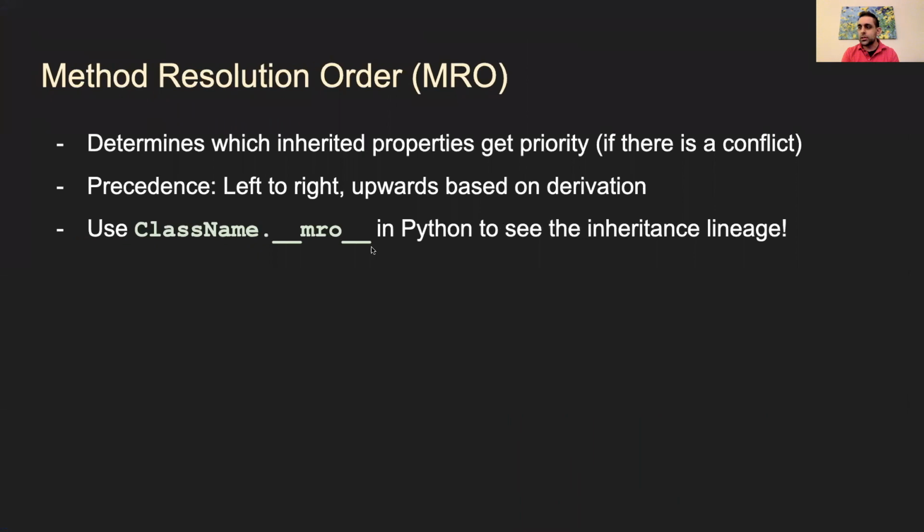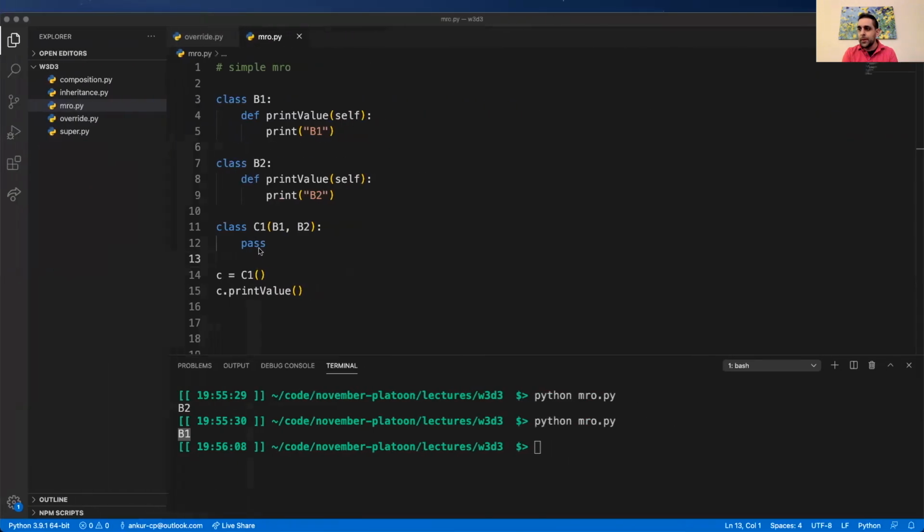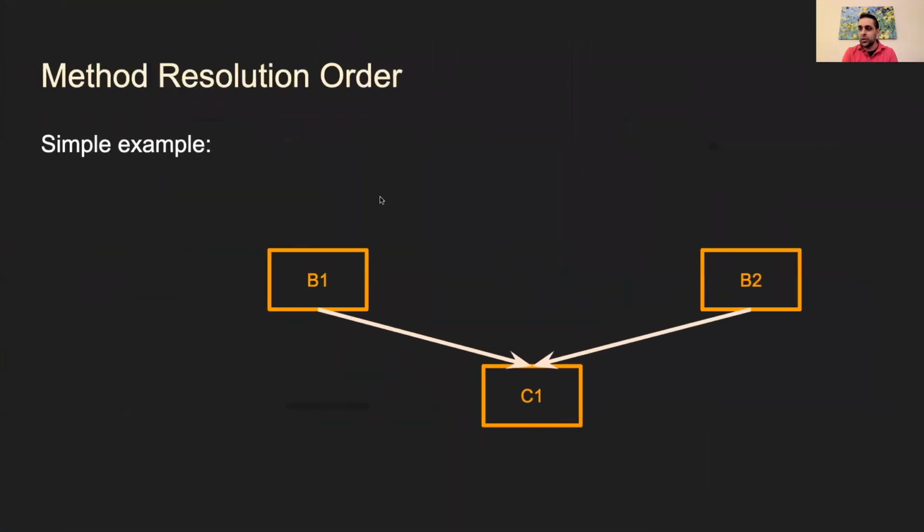So going back to my slides, let's again look at the diagram for this example. We have B1, which is a base class, and B2, and they both are base classes for C1. B1 is our leftmost class in our list. Again, we had B1 listed first, so that's our leftmost class here. So that gets priority, and then B2 gets second priority if B1 does not have whatever we're looking for. In this case, it was our print value method.